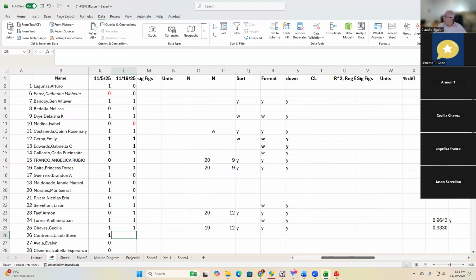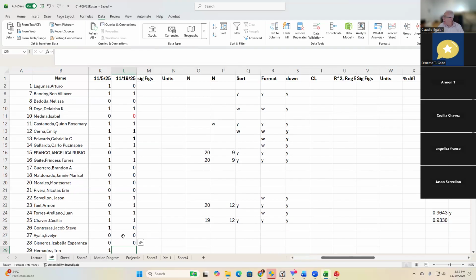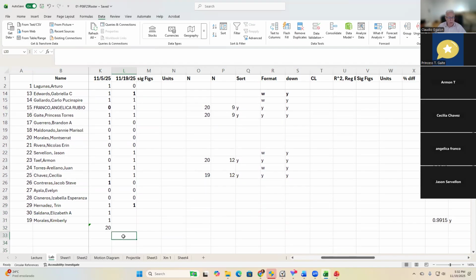Next one is Jacob Contreras. I don't see Jacob Contreras here. Evelyn Ayala. I don't see Evelyn. Isabella Cisnero. I don't see Isabella. Trin Hernandez. Okay, Trin, are you there? I can't hear you, Trin, so let's move to the next one.